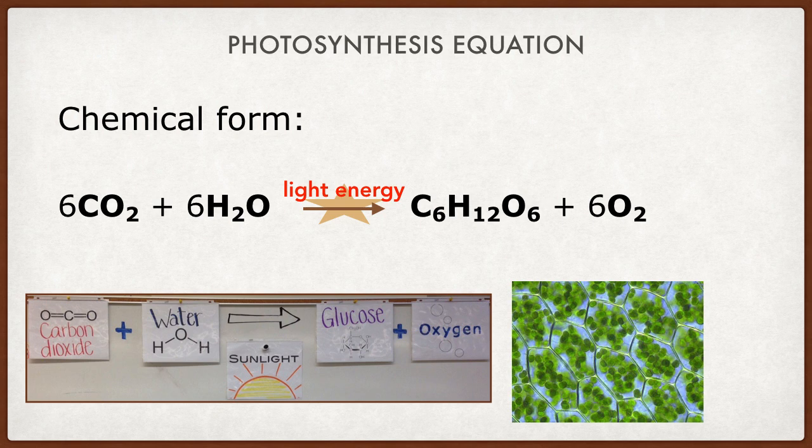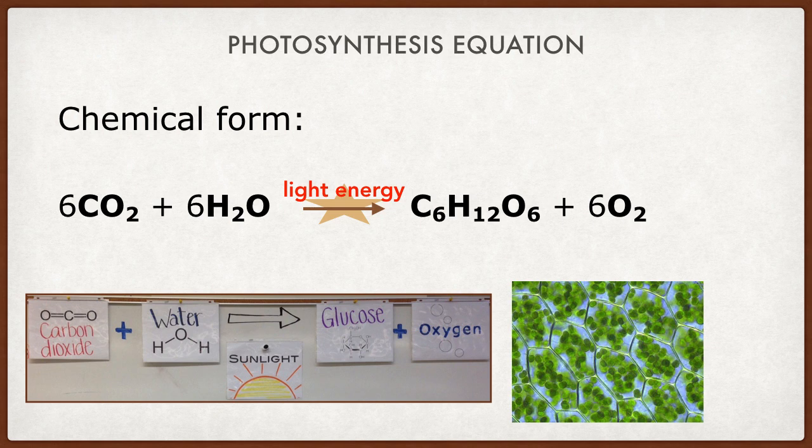The chemical formula that you will also have to write down is 6CO2 plus 6H2O in the presence of light makes C6H12O6. That is the chemical formula for glucose, plus 6O2.